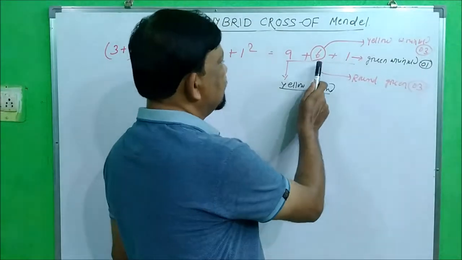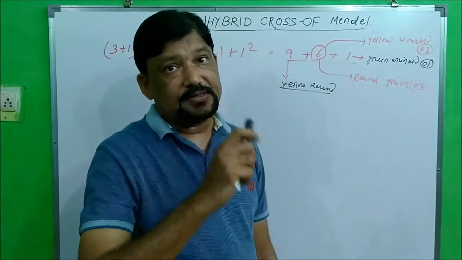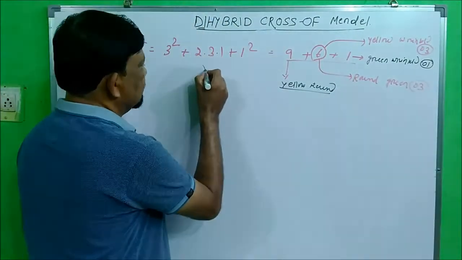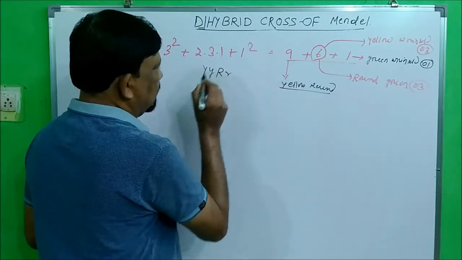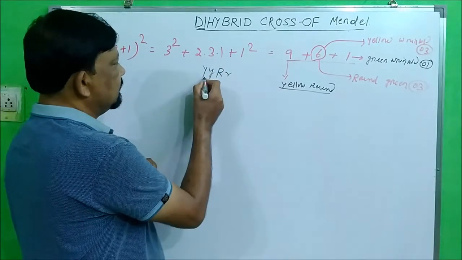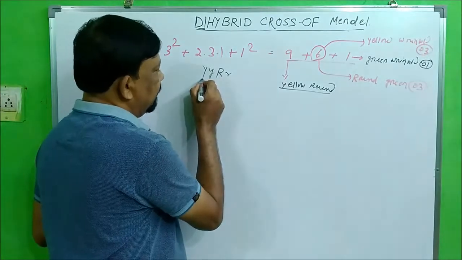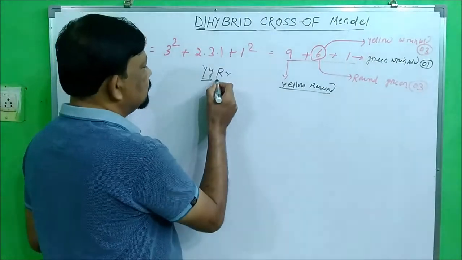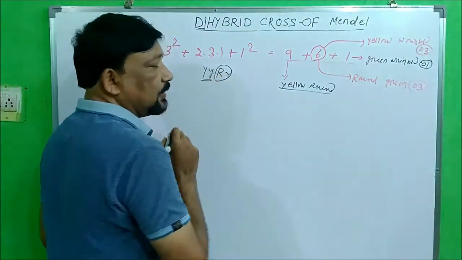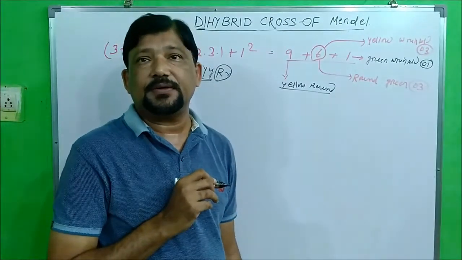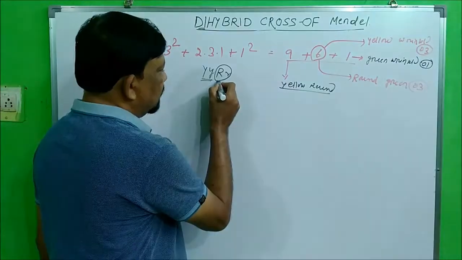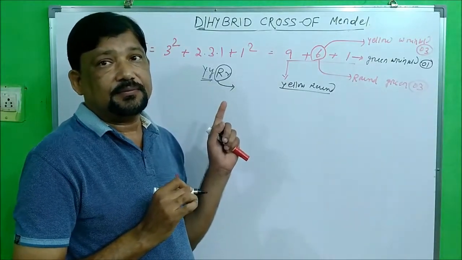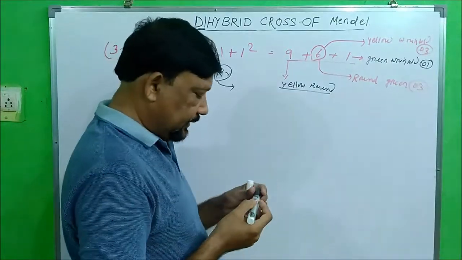This new combination which you got here is because of the separation of these factors independently from their own gene pairs and also from the other gene pairs, and that is called freedom of recombination of these factors, and this is called the law of independent assortment.